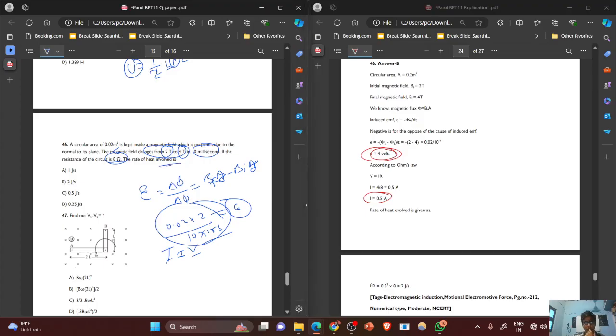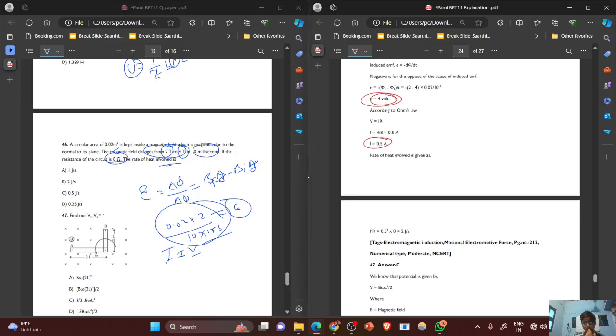Heat involved is I square R T. But T is missing, so what it is asking about is the rate of heat, because heat is given by I square R T. So rate of heat H by T is I square R. Rate of heat is also called power. It comes out to 2 joule per second.